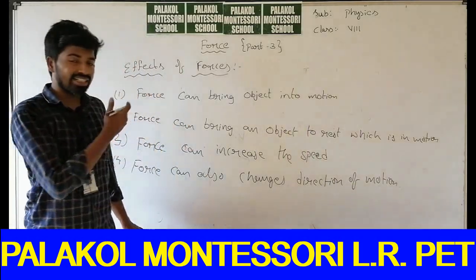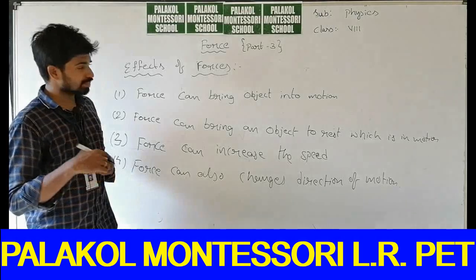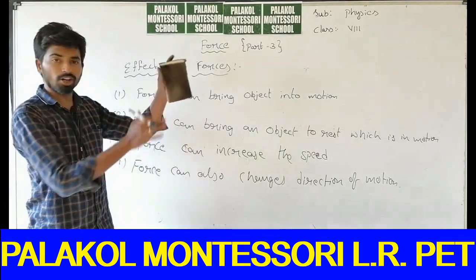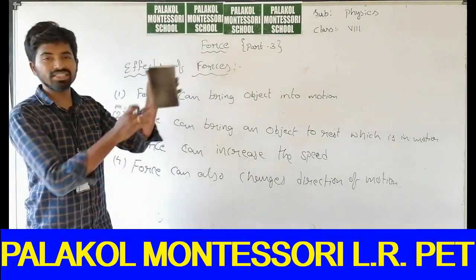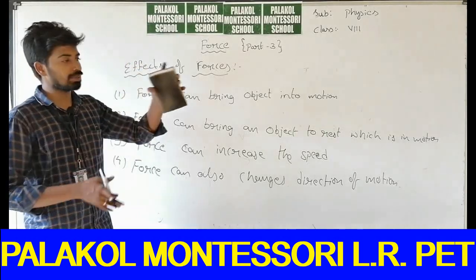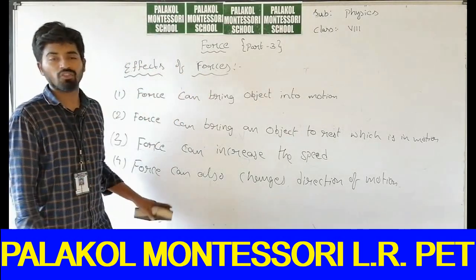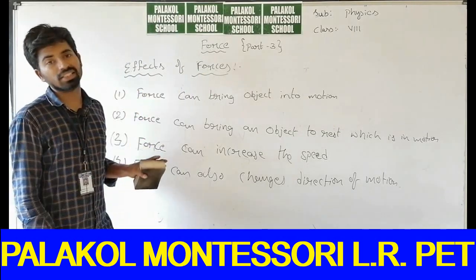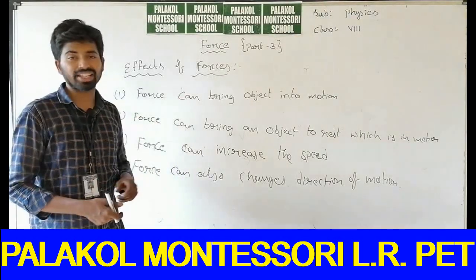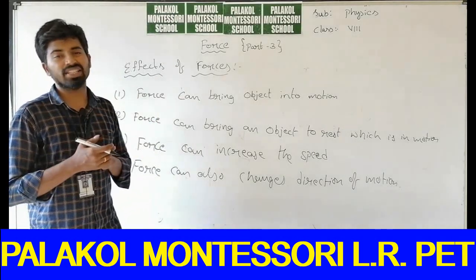So these are the changes that a force can bring in an object, and there are some other changes also there. Force can change the shape of the object. This is a temporary change. For example, if I squeeze the sponge, what has happened? The shape was changed. If you stretch the rubber band, what will happen? Its shape is changed, but it is a temporary change.